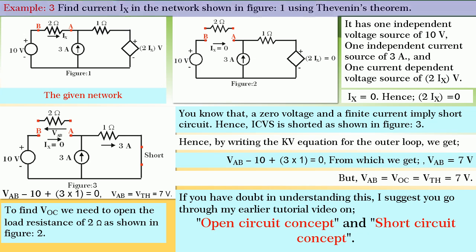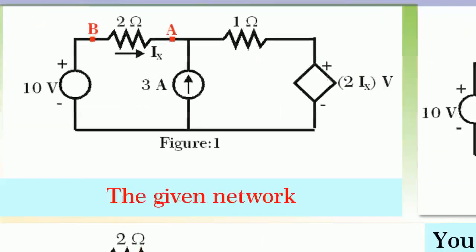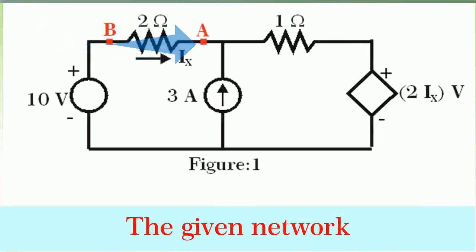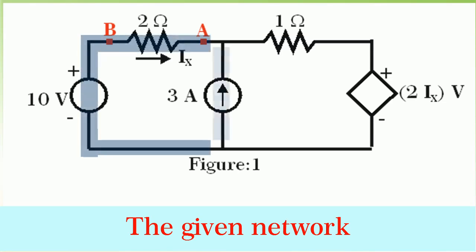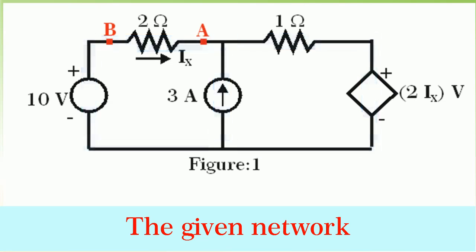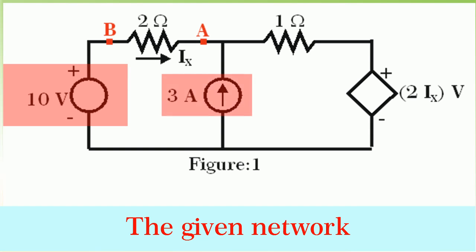Friends, to emphasize the concept that we have learnt, let's take another very interesting example to find current Ix in the network shown in figure 1 using Thevenin's theorem. The network has three branches and two junction nodes. It has one independent voltage source of 10 volts, one independent current source of 3 amperes, and it also has one current dependent voltage source of 2 Ix volts.